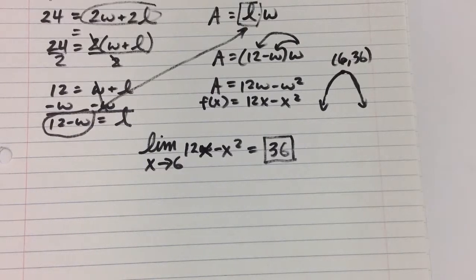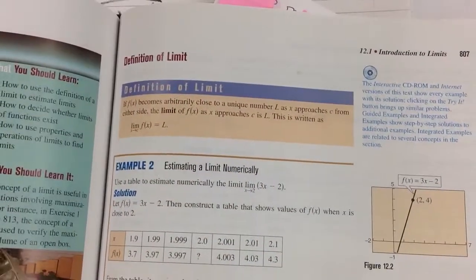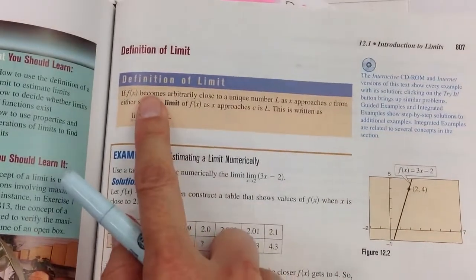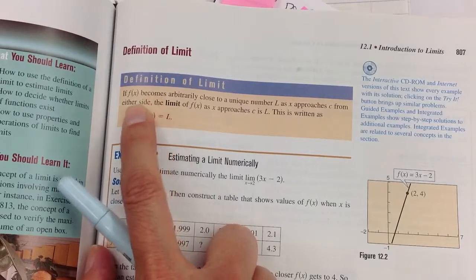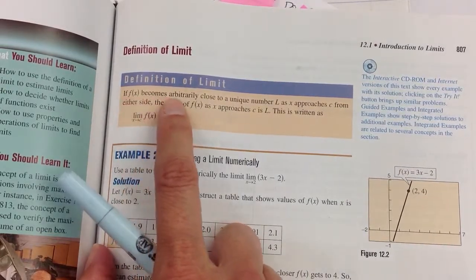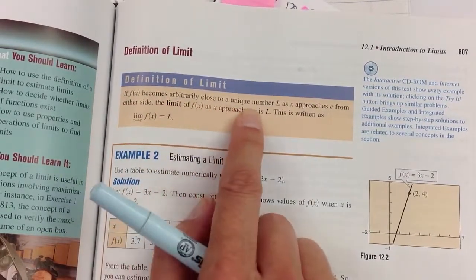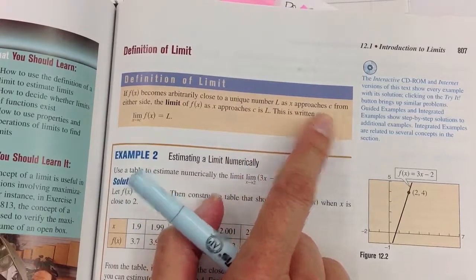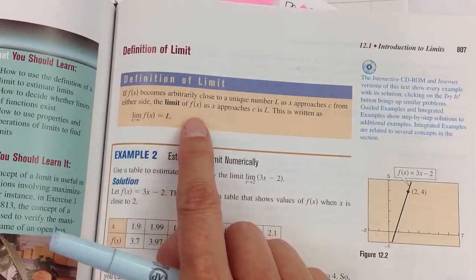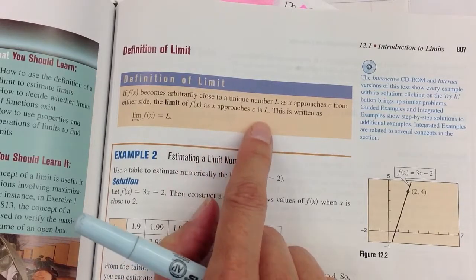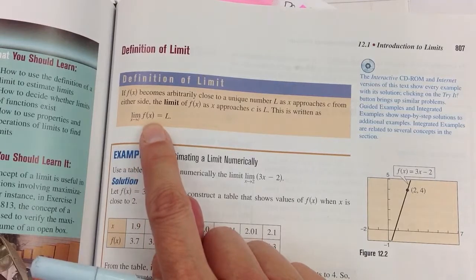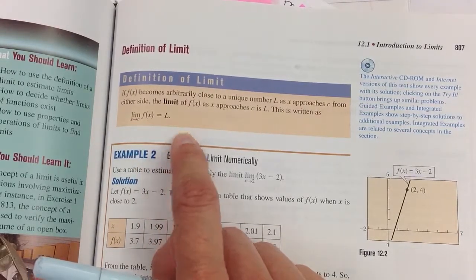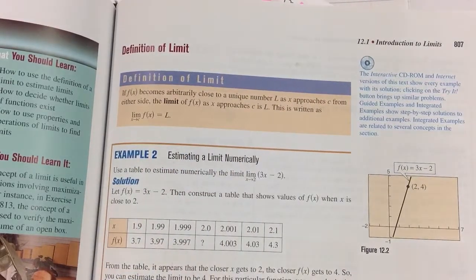Definition of a limit. Next I want you to copy down this definition of a limit right here. You won't really understand it, but that's okay. Just copy it down. You'll understand it soon. If f of x becomes arbitrarily close to a unique number L as x approaches c from either side, the limit of f of x as x approaches c is L. This is written as the limit as x approaches c of f of x equals L. Go ahead and copy that. I'll pause it for a second.